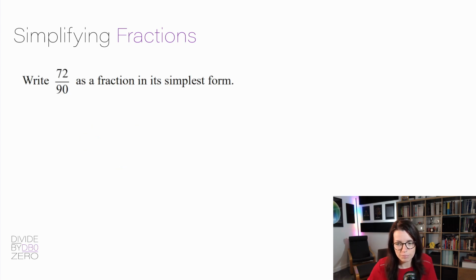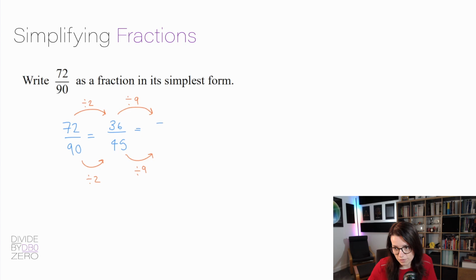So this time slightly bigger numbers, 72 over 90. Now in this case, we might decide to divide by 2 again on the top and the bottom, and that would give us 36 over 45. And then maybe you notice that 9 actually goes into both 36 and 45, so we can do that next. We can divide by 9 on the top and the bottom, and that would give us 4 over 5. And that's as simple as we can get.